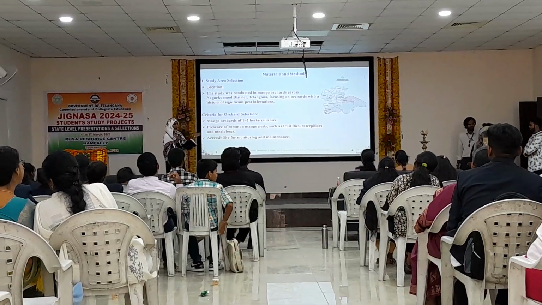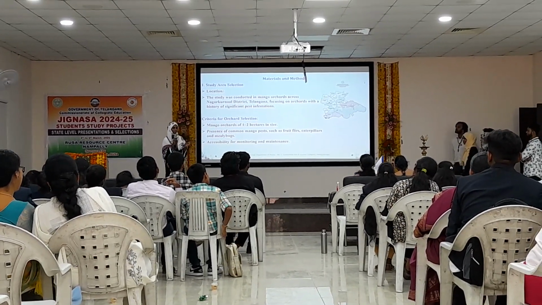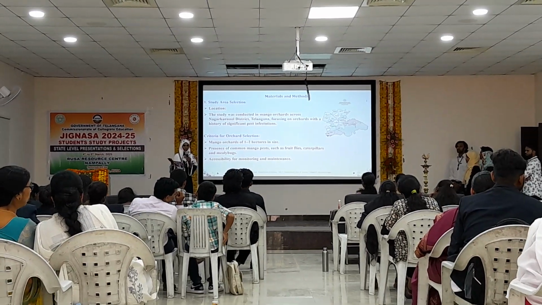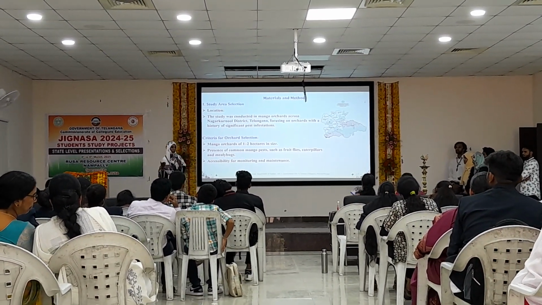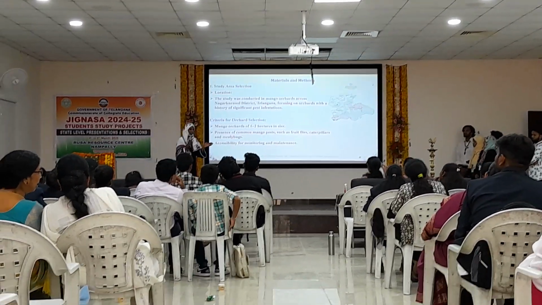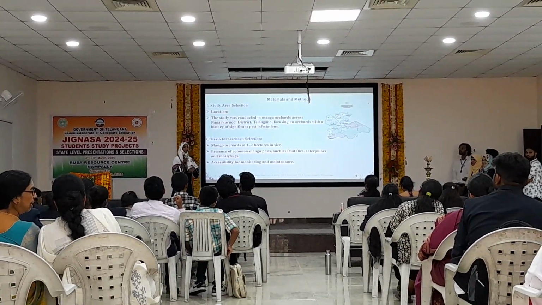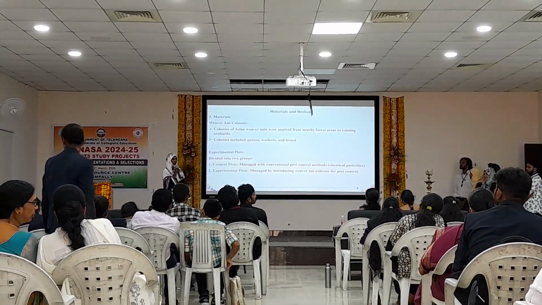Location, that means the study was conducted in mango orchards across Nagar district, Telangana, focusing on orchards with a history of significant pest infestation. Criteria for orchard selection: the mango orchard should be 1 to 2 hectares in size, with the presence of common mango pests such as fruit flies, caterpillars and mealybugs. The orchards needed to be easy to access for monitoring and maintenance.